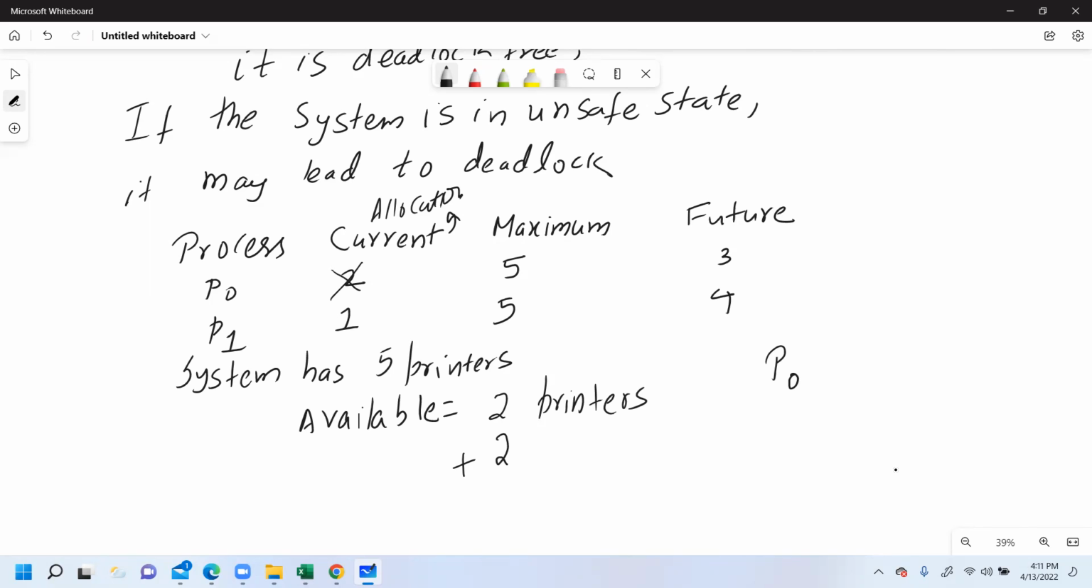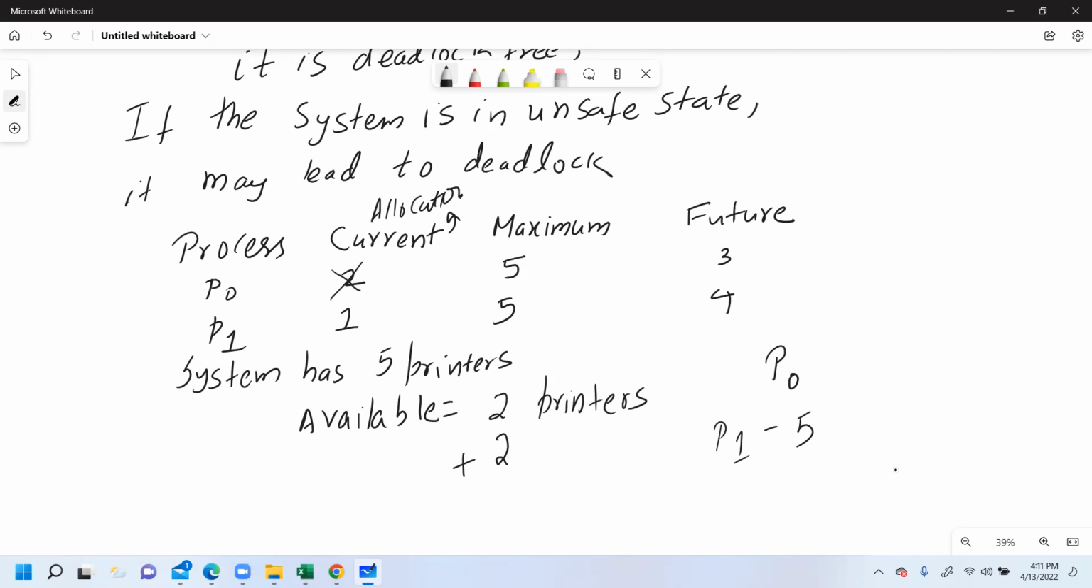So then P1 can execute, and P1 needs 4 printers in the future. So P1 can be given all the 4 printers. It can happen. This order of sequence of execution is possible. So P1 can hold all the 5 printers. And then when P1 completes, it can release them, and P0 can go in the future. It can be different.